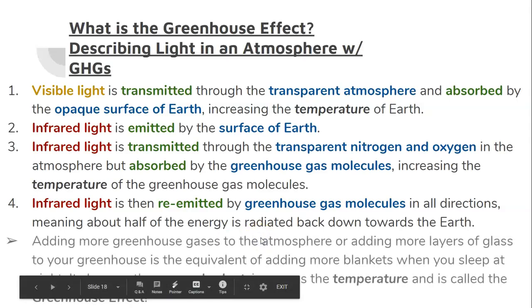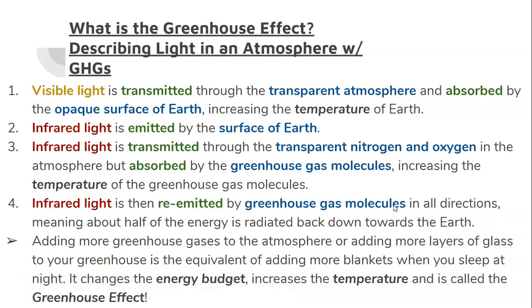So what does this mean? Adding more greenhouse gases to the atmosphere, or adding more layers of glass to your greenhouse, is the equivalent of adding more blankets when you sleep at night. It changes the energy budget, the amount of energy in versus the amount of energy out, and it increases the temperature and is called ultimately the greenhouse effect.